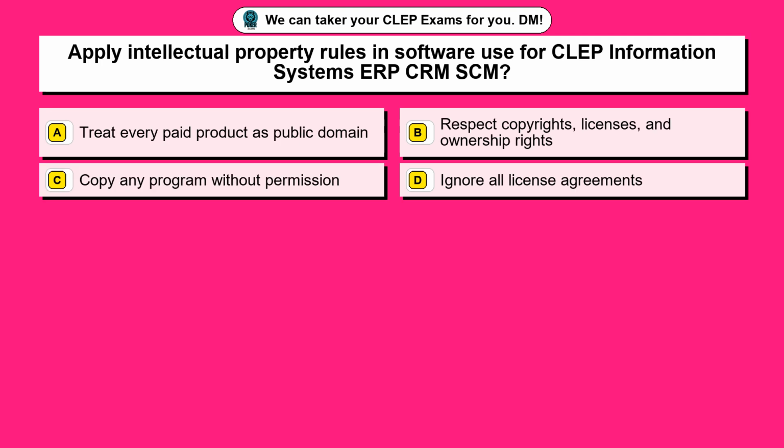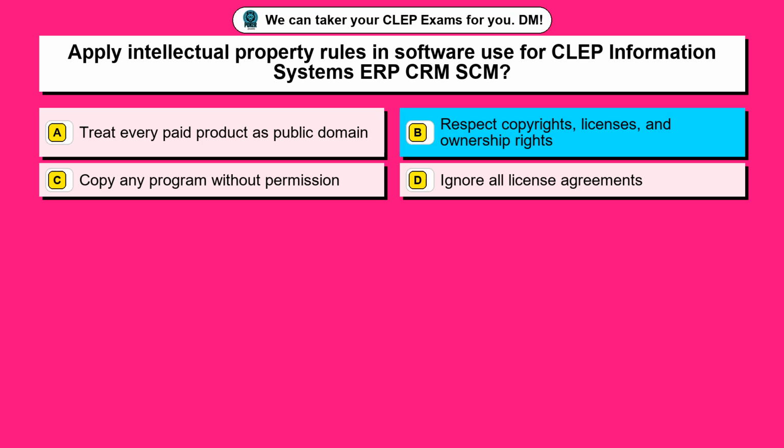Question 98. Apply intellectual property rules and software use for CLEP Information Systems ERP CRM SCM. Option A. Treat every paid product as public domain. Option B. Respect copyrights, licenses, and ownership rights. Option C. Copy any program without permission. Option D. Ignore all license agreements.